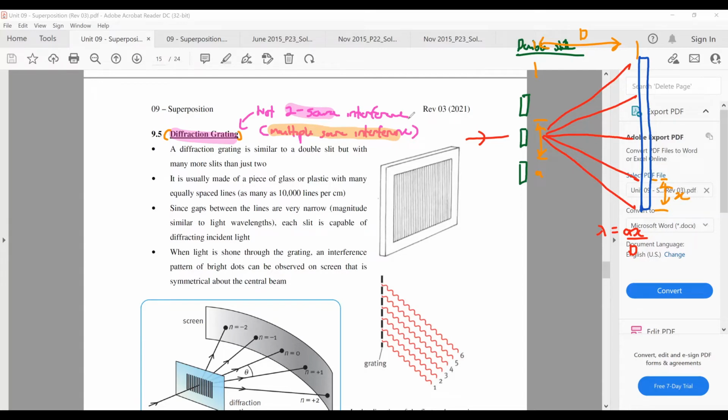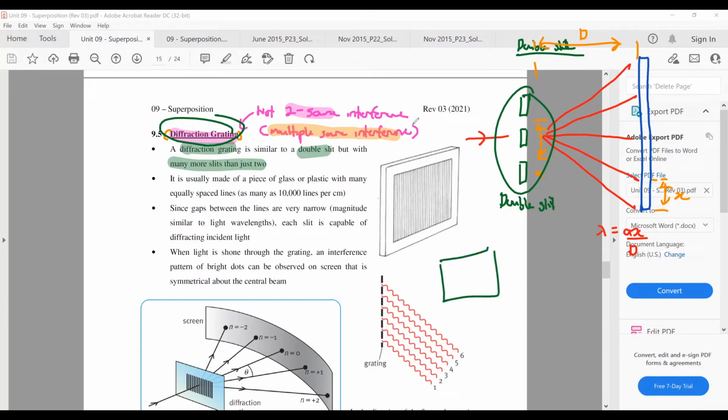Now, when it comes to the diffraction grating interference pattern, you're also going to be doing something similar to the double slit, where you shine light through something, but instead of using a double slit like what you're doing here, you replace it with a diffraction grating. A diffraction grating is similar to a double slit, just that it has many more slits than just two. So a double slit would look like this with two slits, but a diffraction grating has many slits.